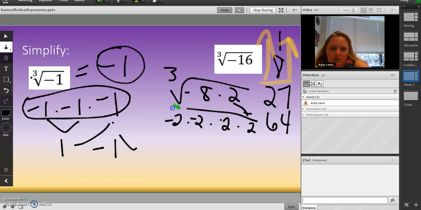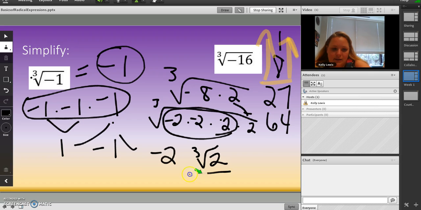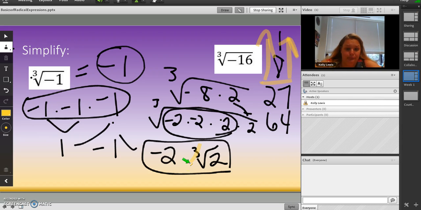that cubed root of 2. We have a group of -2's, so he can come out of jail, and then that 2 stays inside. Do not forget this little 3, otherwise it's the square root. So the cubed root of -16 is -2 times the cubed root of 2. Cubed root of -1 is -1.